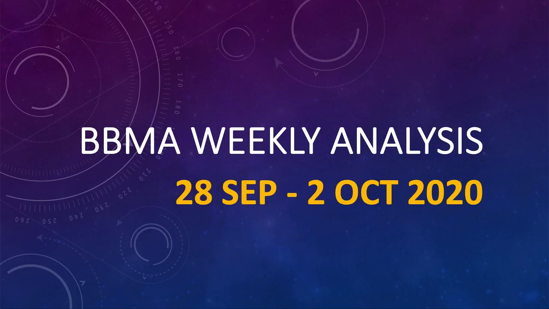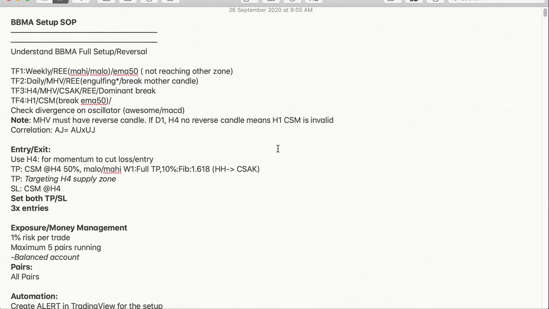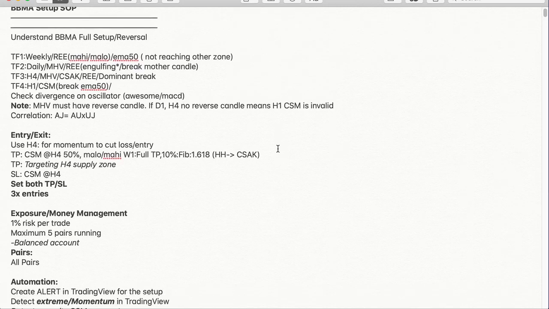Let's get started. As usual, we will review our BBMA setup SOP for trading with four time frames: weekly, daily, H4 and H1. Our entry will be in H4. We risk 1% of our account per trade and we trade 5 pairs at the same time.